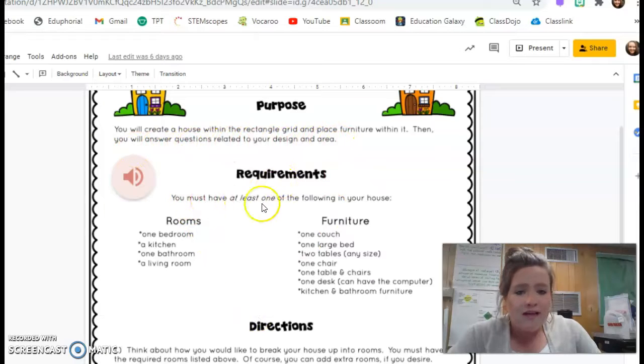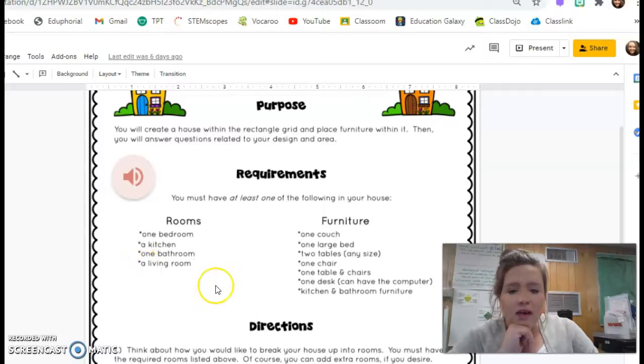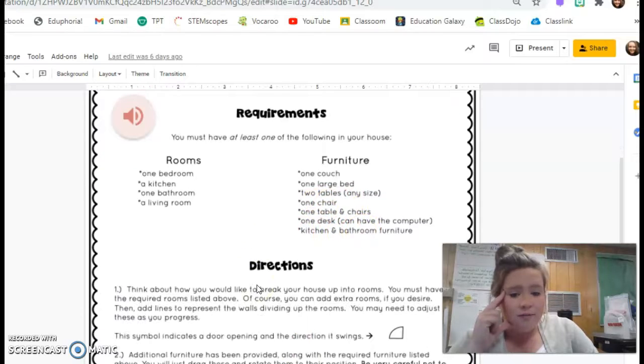Requirements. You must have at least one of the following in your house. So you have to have at least one. Now, a bedroom. Can you have more than one bedroom? You sure can. A kitchen, a bathroom, living room. Can you have more than one of those in your house? Absolutely. Okay? You have to have this minimum number of furniture. A couch, a large bed, 2 tables, any size, a chair, 1 table and chairs. So 2 tables, a chair, 1 table and chairs. Those are all separate. 1 desk, a kitchen and a bathroom furniture. All right?